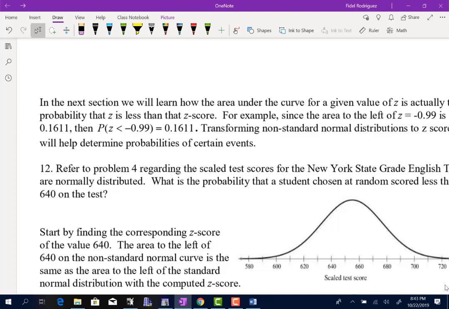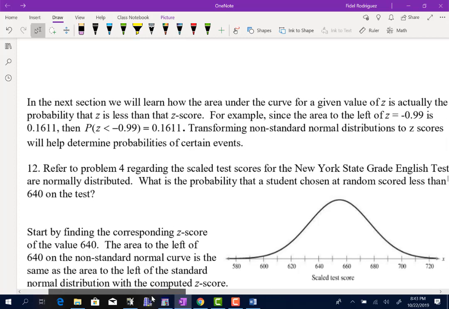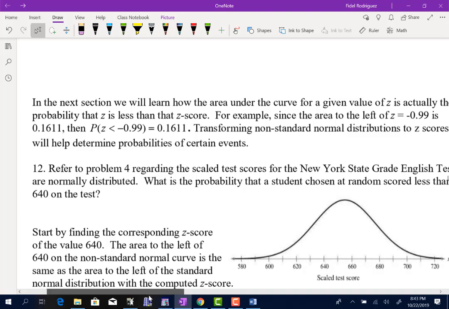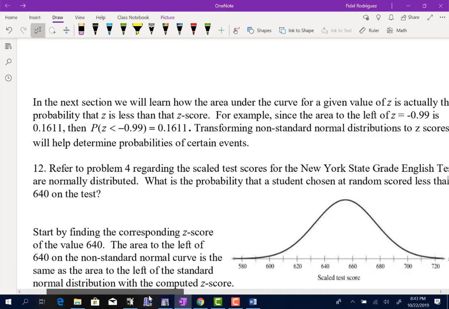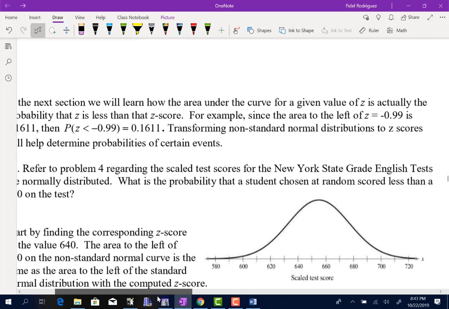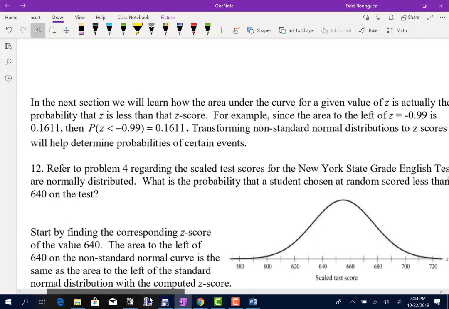It says in the next section, we're going to learn how to find the area under the curve for a given value of z, which is actually the probability that z is less than the z-score. For example, the area to the left of z equals negative 0.99 is 0.1611. That means that the probability of z less than negative 0.99 is 0.1611. So transforming non-standard normal distributions to z-scores will help determine probabilities in certain events.